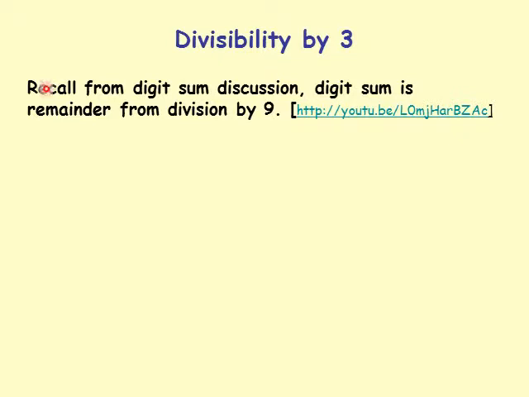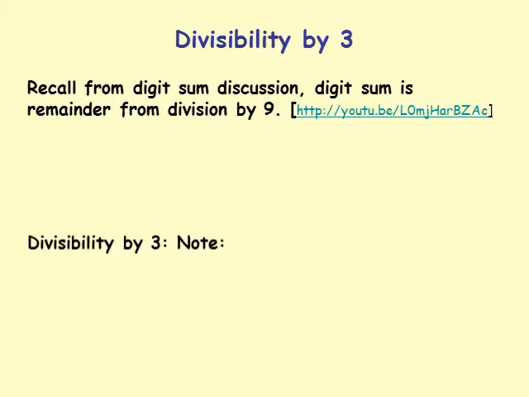Let's check whether a number is divisible by 3. For that, let's see what to do. Recall from the digit sum discussion, a digit sum is the remainder of a number when divided by 9. We can compute the digit sum easily, and that digit sum is in fact equal to the remainder of the number when divided by 9, with one exception. When the remainder is 0, the digit sum is 9.